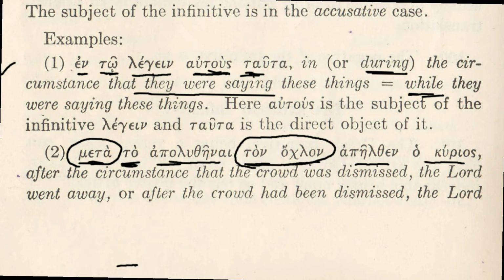So after the crowd had been released, is the way we'd put that, then ho kyrios, the Lord, apelthen, from aperchomai, went away. So it is a little bit of a strange idiom. We obviously don't speak quite this way in English, and it's very important before you start wrestling with a good translation to actually think like a Greek. And that means rigidly translating it and really just hearing it in the Greek syntax. After the to be released, the crowd, the Lord went away. So after the crowd had been released, the Lord went away.